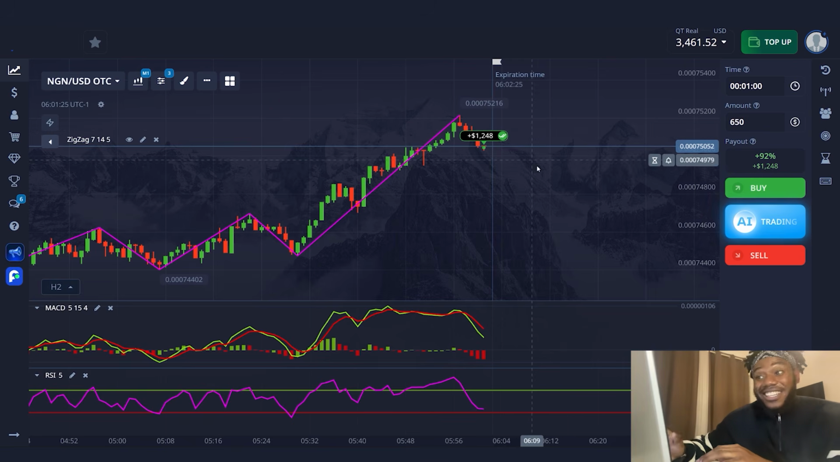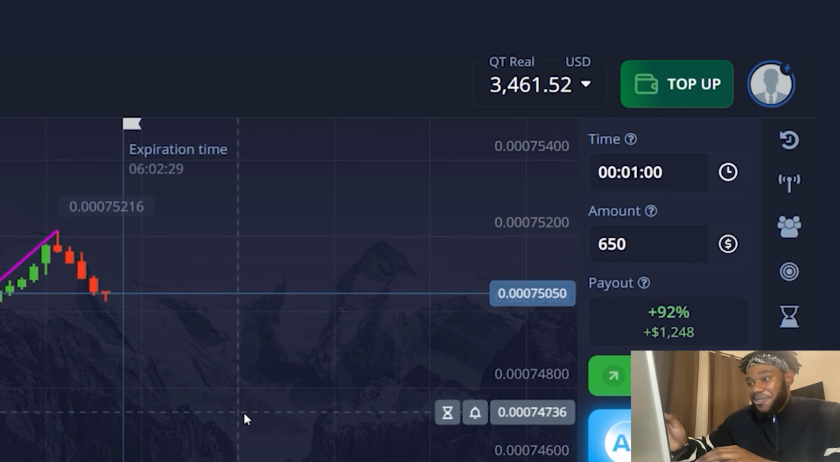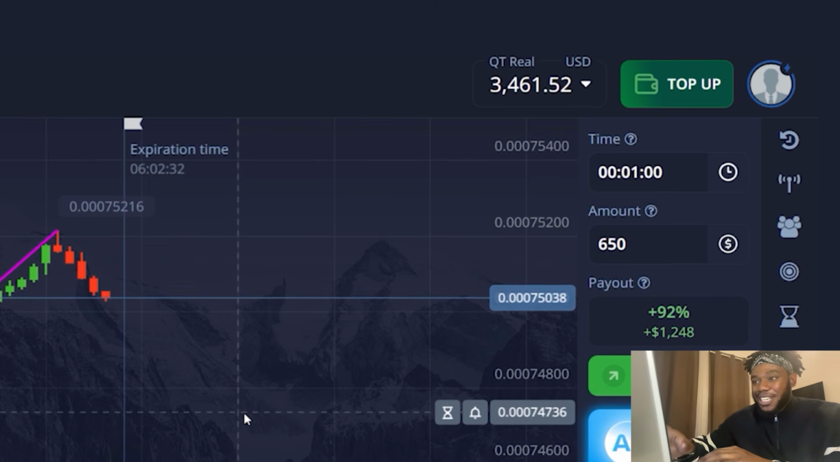Amazing results. The last trade was profitable and the account balance increased to $3,461. I think this is the end of the trading session.